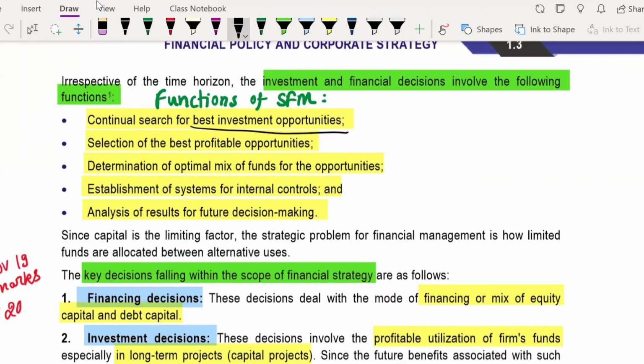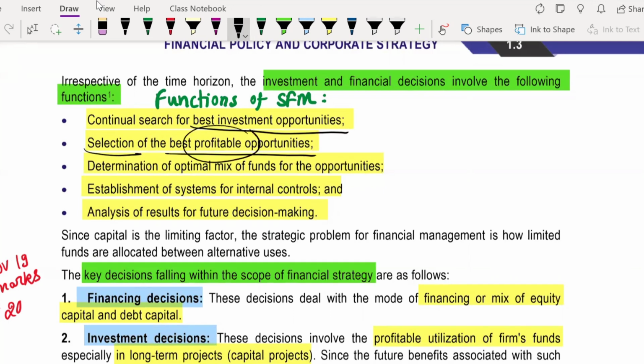Okay, suppose now let's talk as an individual itself. Now, if I am an individual and I have 1 lakh rupees in hand, I will search whether I should invest in mutual funds, equity or debt, or in what should I invest, so that I am able to get profits or good revenue from it. So once you have searched for best investment opportunities, you need to select the best profitable opportunities. See, there might be 5 opportunities in front of you, but not all of them would be profitable. So you need to find which ones are profitable to you also.